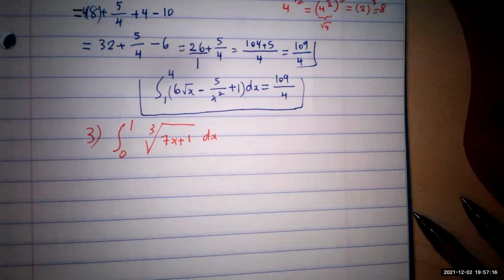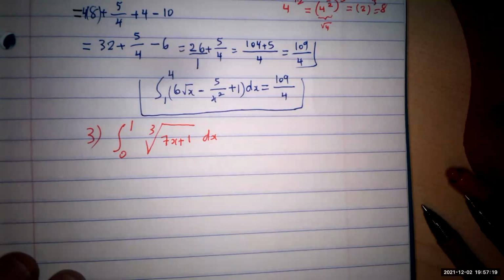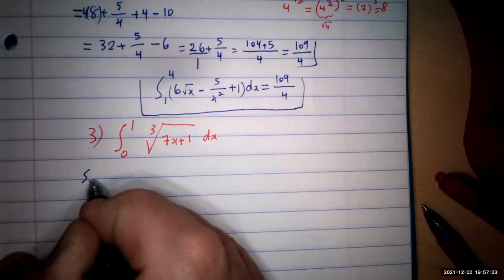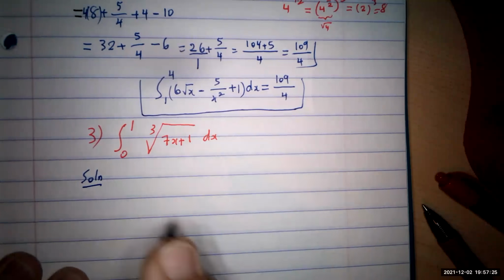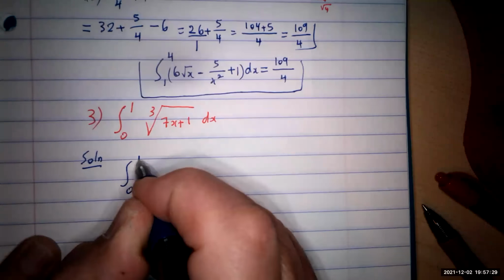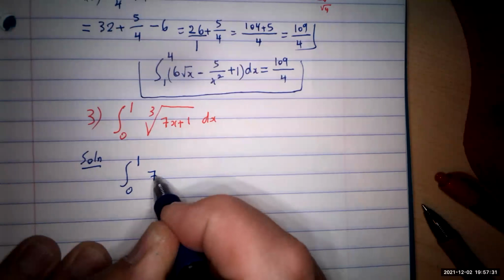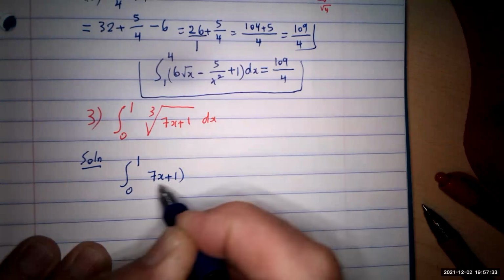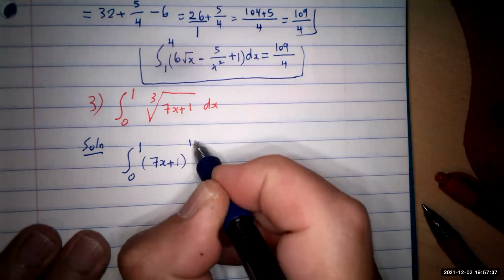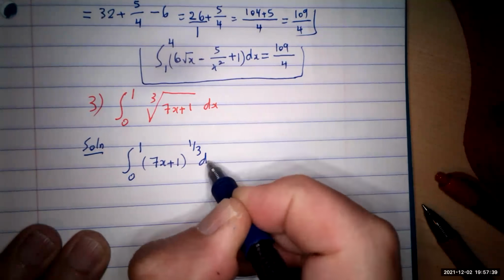So let's rewrite it first. This is going to be the solution. We have to rewrite it. So it's going to be the integral from 0 to 1 of 7x plus 1 to the 1/3 dx.